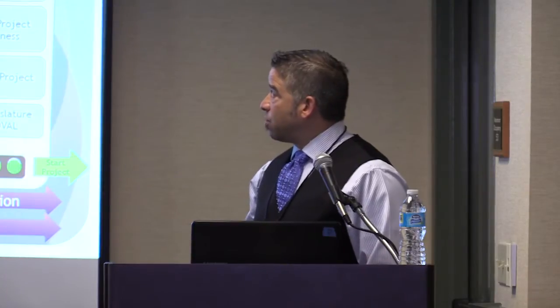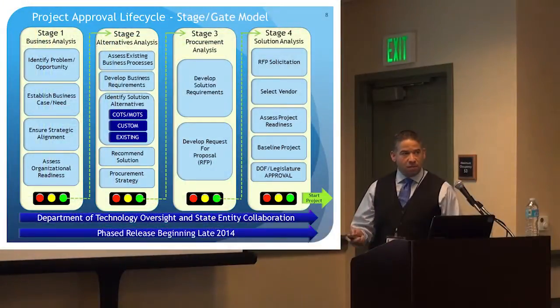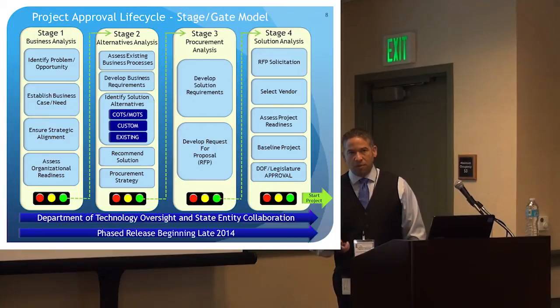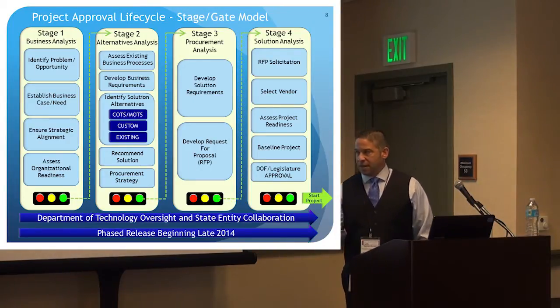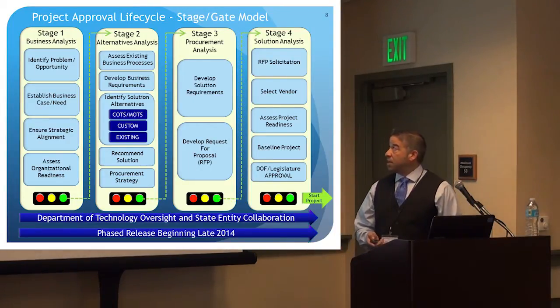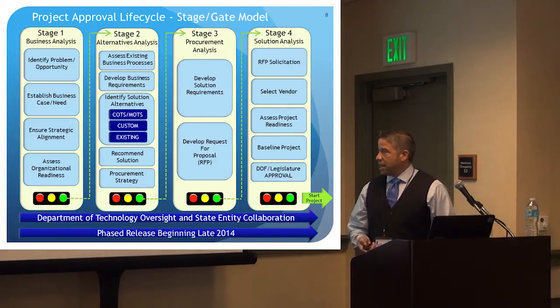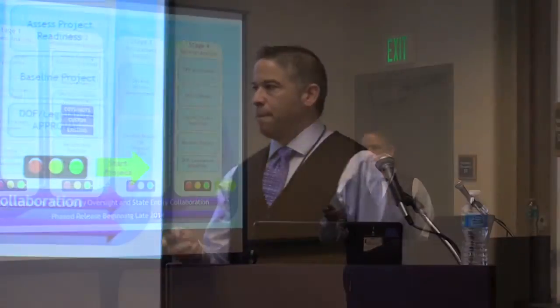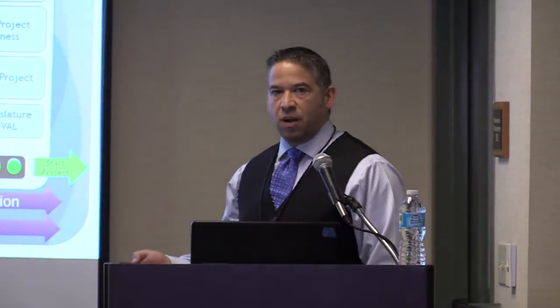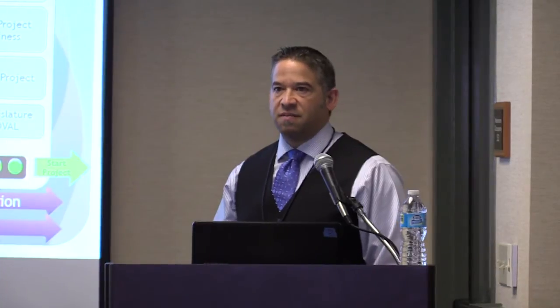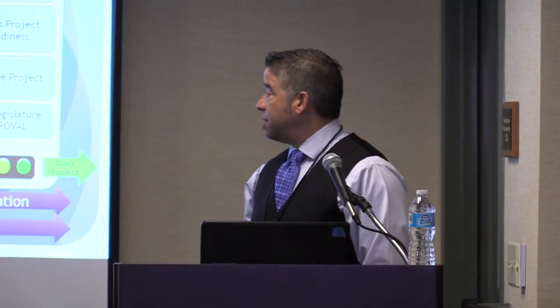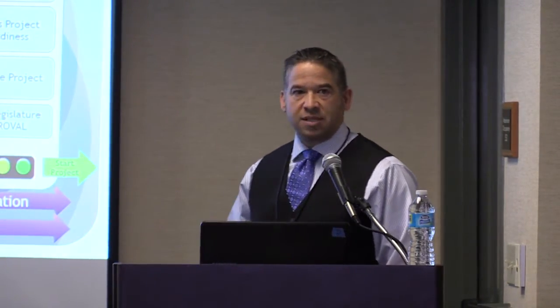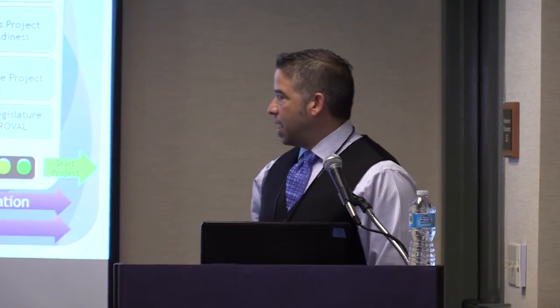Stage 3, like I said, is your procurement analysis. It has your development of your solution requirements. It's development of your request for proposal, if that's your procurement vehicle. And then stage 4 is your solution analysis, where you actually have your vendor selection and your project baselines. Once those things are achieved, that's when we're going to move forward with the proper project funding vehicle and have it receive approval through the state budget process and your legislature.